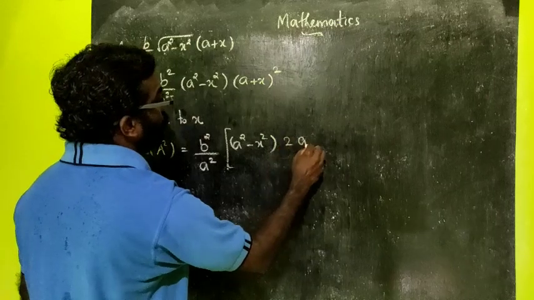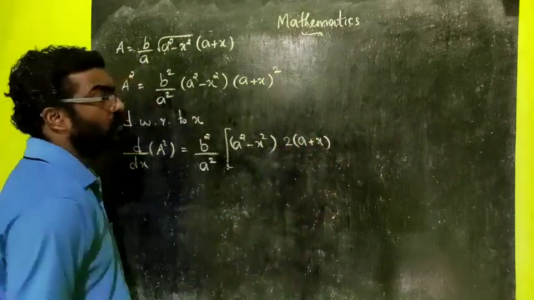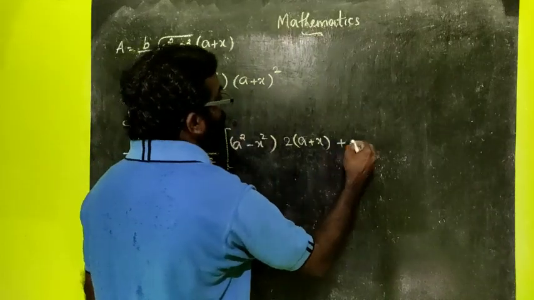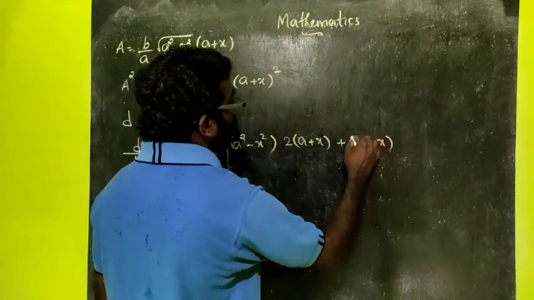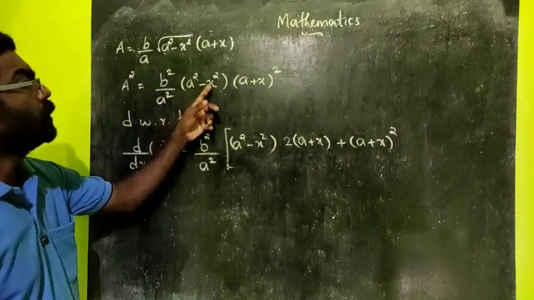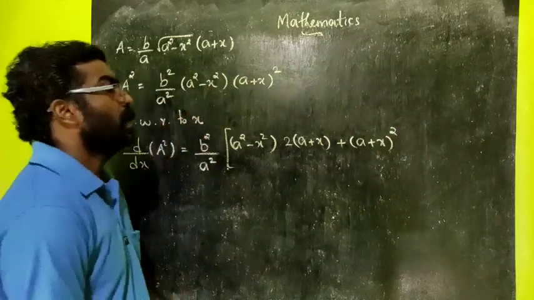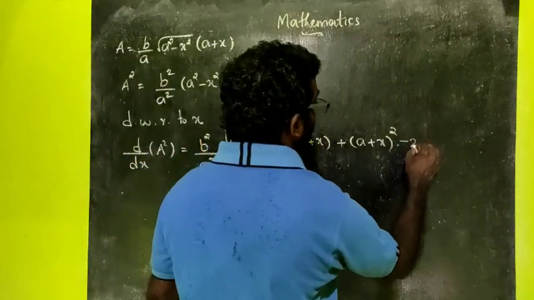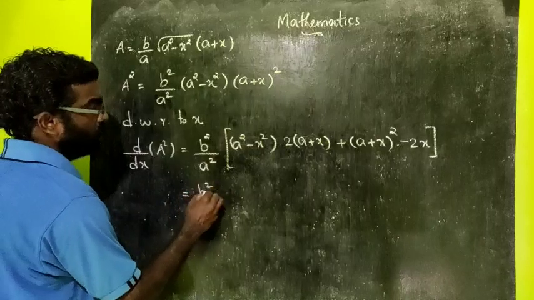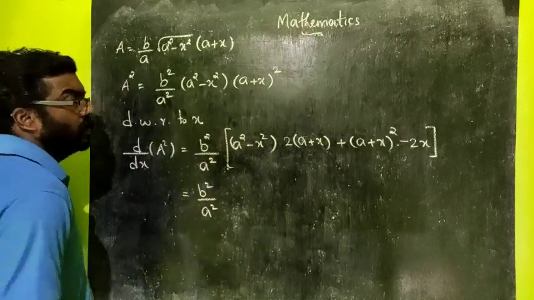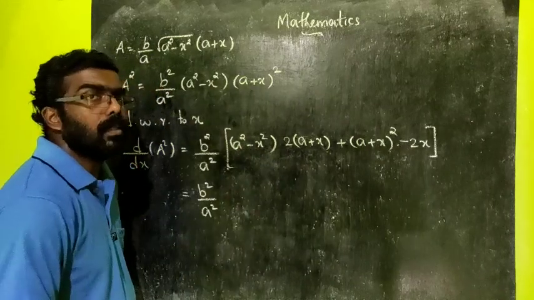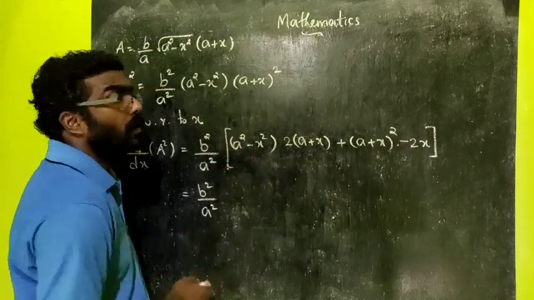Derivative is 2 into a plus x. Derivative of x square is what? 2x. So we can write 2 into a plus x. Then plus second function a plus x the whole square into derivative of first function a square is 0, then minus x square, that is minus 2x. Okay, which is equal to b square by a square. Here we can consider a square minus b square. A square minus b square is what? A plus b into a minus b.